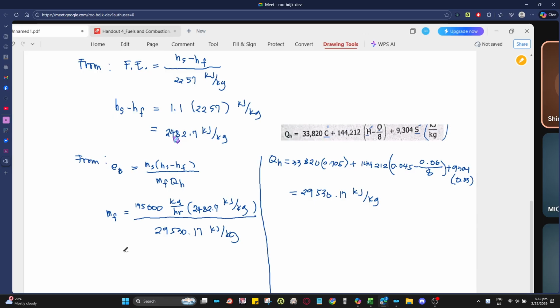Okay, so the mass of fuel is equal to, so this should give us 21,018.33 kilogram. So this is kilogram of coal, since it is the mass of fuel, kilogram of coal per hour. Okay, so that is the M.